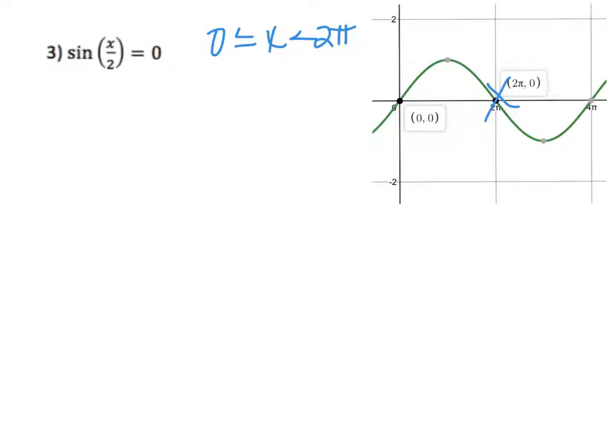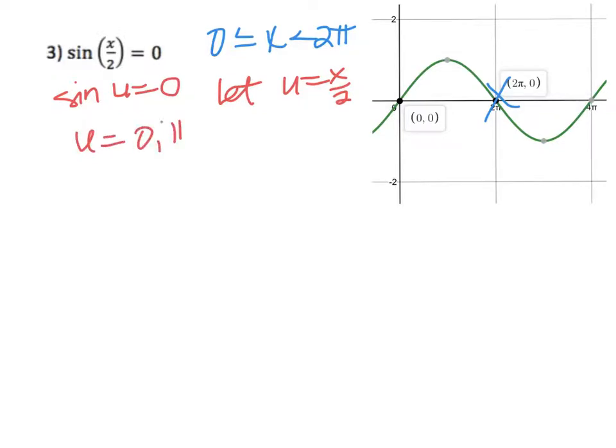But how do we get that? So you're going to let u equal x over 2. And when you do that, that makes it easy to think of sine of u equals 0. And that happens when u equals 0 and pi. However, we don't have u, we want x. So we are going to let u go back to x over 2, and that equals 0 and pi.